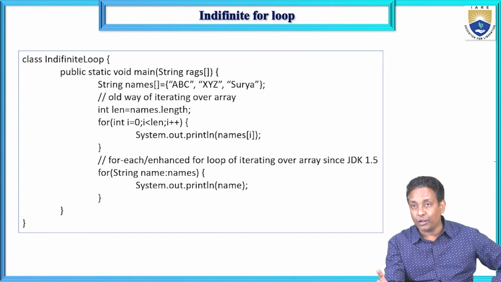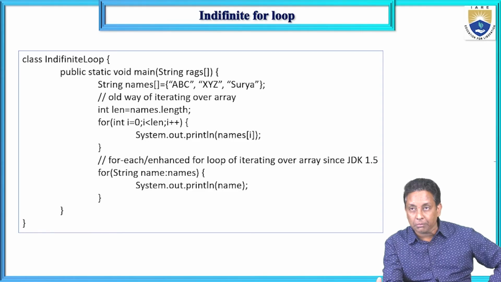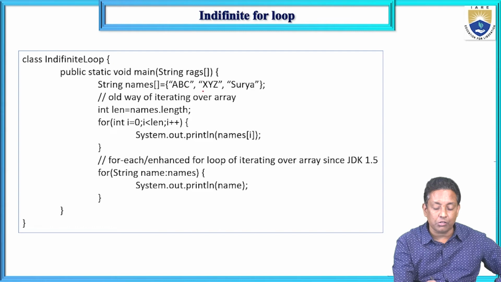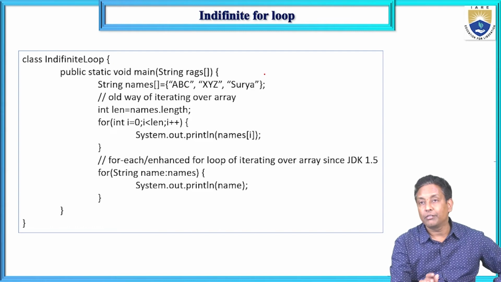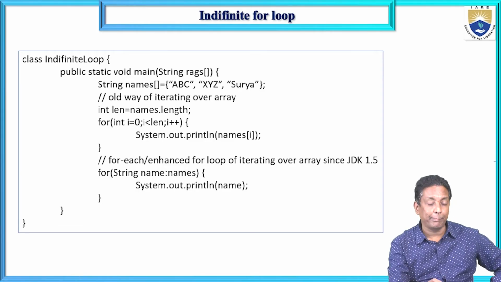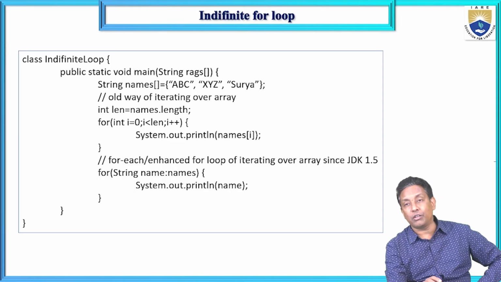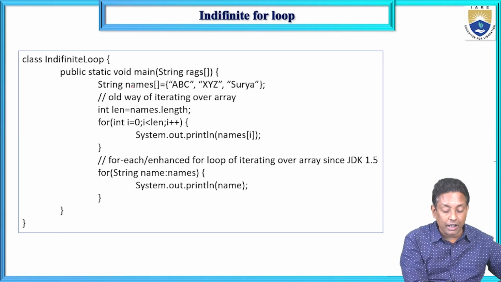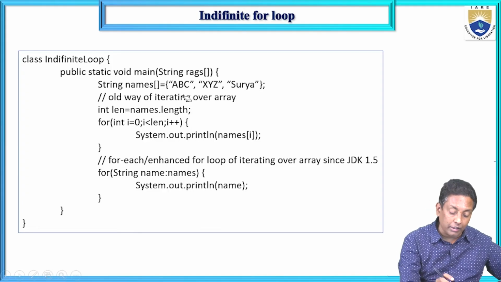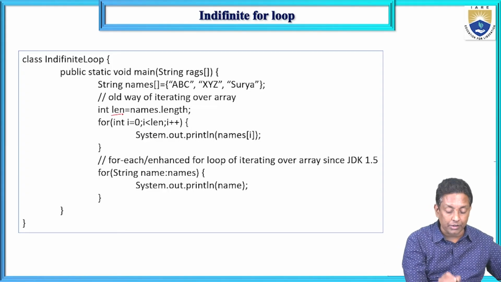And this is one of the oldest ways of retrieving the elements from the array. String names square brackets is equal to, in curly braces, A, B, C, X, Y, Z, Surya. I have added 3 strings, 3 values, into the string array. So one of the oldest ways to iterate over an array is to write the array variable name dot length property. The array variable name dot length property will find out the length of the array.